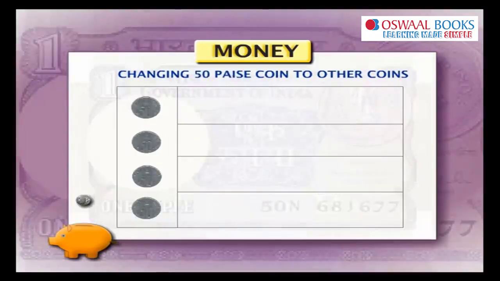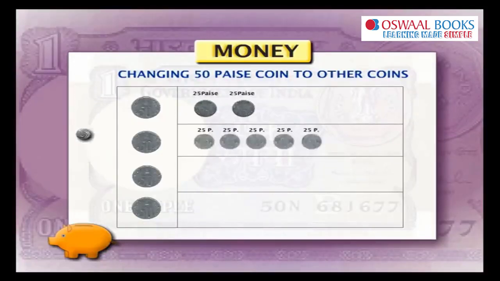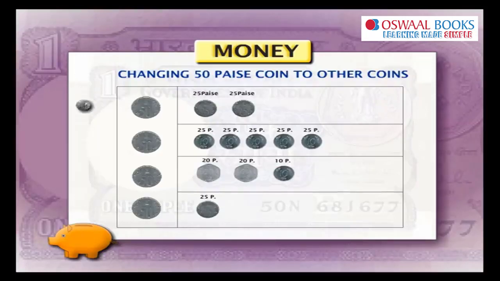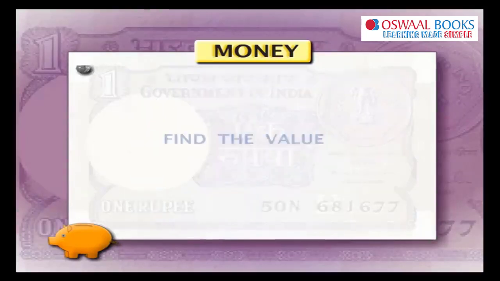In the same way, a 50 paise coin can be replaced by 2 25 paise coins or 5 10 paise coins or 2 20 paise coins and 1 10 paise coin or 1 25 paise coin, 1 20 paise coin and a 5 paise coin.